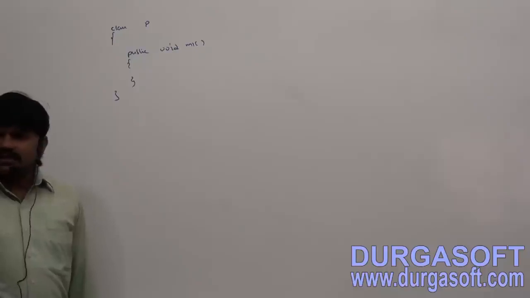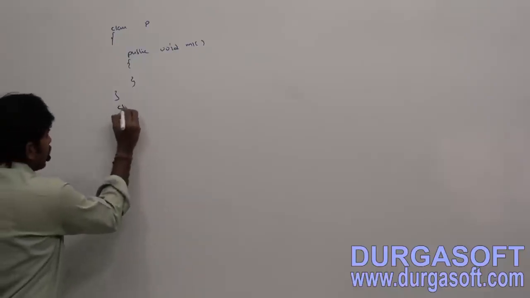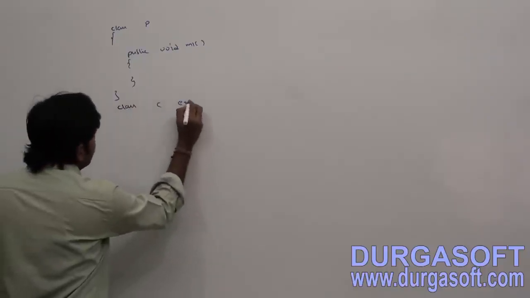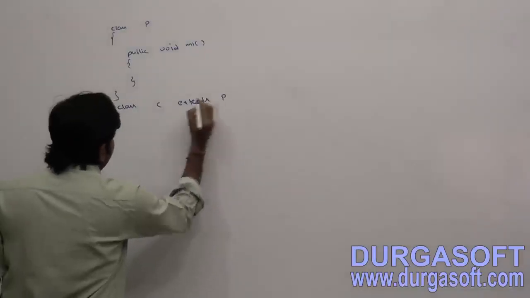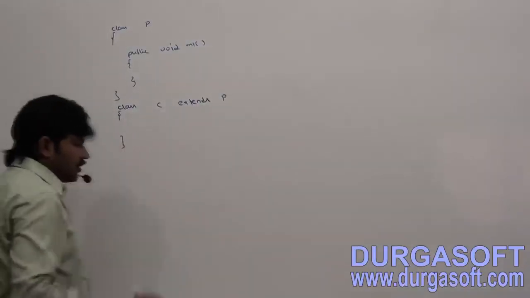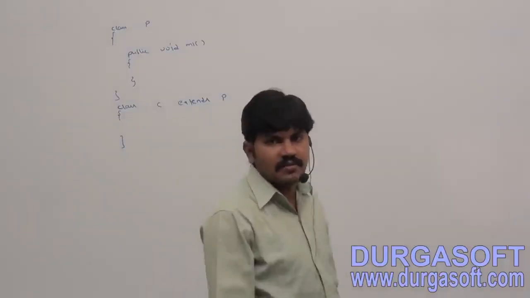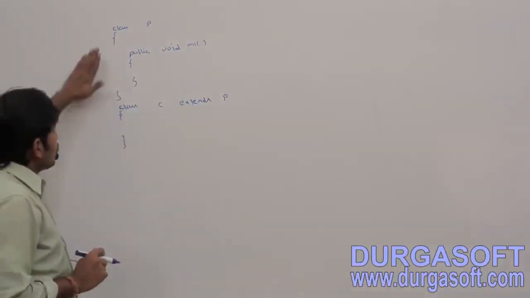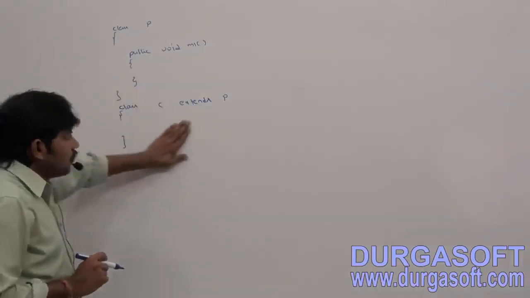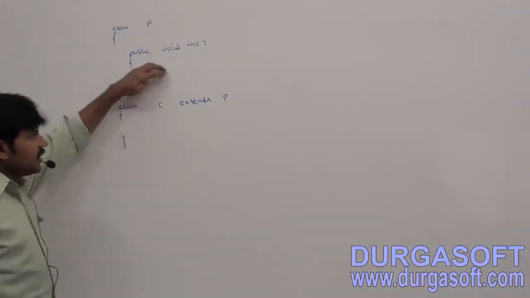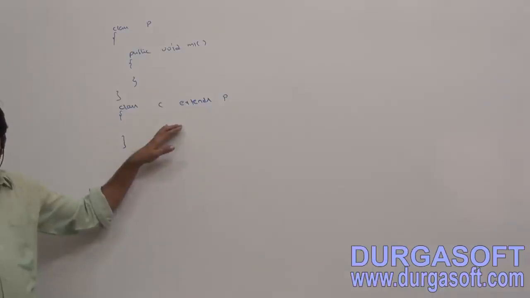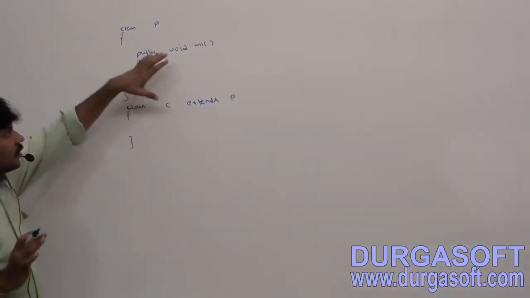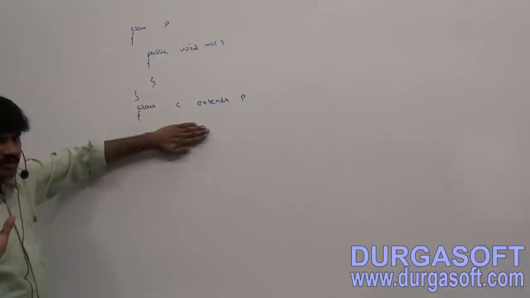In the parent class, the M1 method is there. Now I am taking class C extends P, like this. Now the target is, make sure you people are aware. Sir, I didn't override. Take it a bit carefully, it is not that easy a thing. So here I didn't override this method.